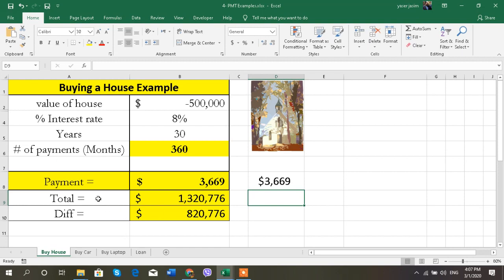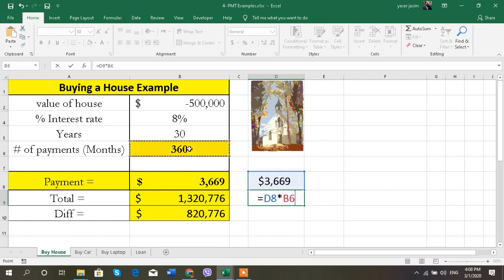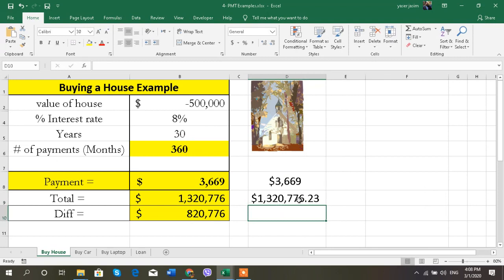Now, what is the total? This is for a month. I have 360 months, so I need to multiply the amount for 1 month by the number of installments or payments. Now, this is the amount that I need to pay for the value of the house after 360 months or 30 years. And what is the difference? The difference is how much I have overpaid on the price, the value of the house after 30 years.